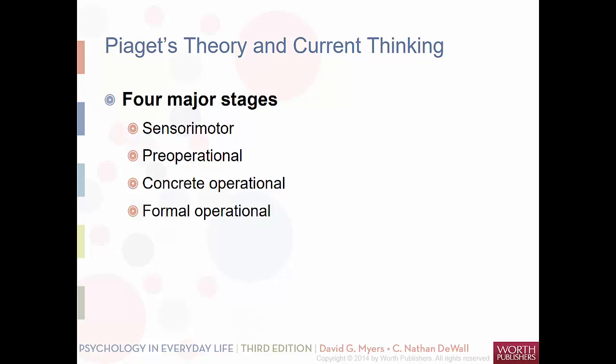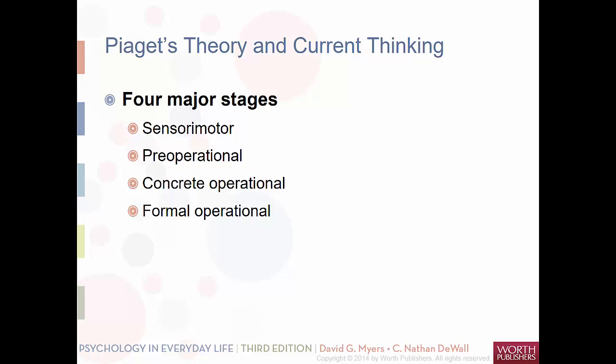There are 4 major stages: sensorimotor, birth to 2. The infant explores the environment and acquires knowledge through sensing and manipulating. Preoperational is 2 to 7. Increasing use of symbols and pre-logical thought processes.